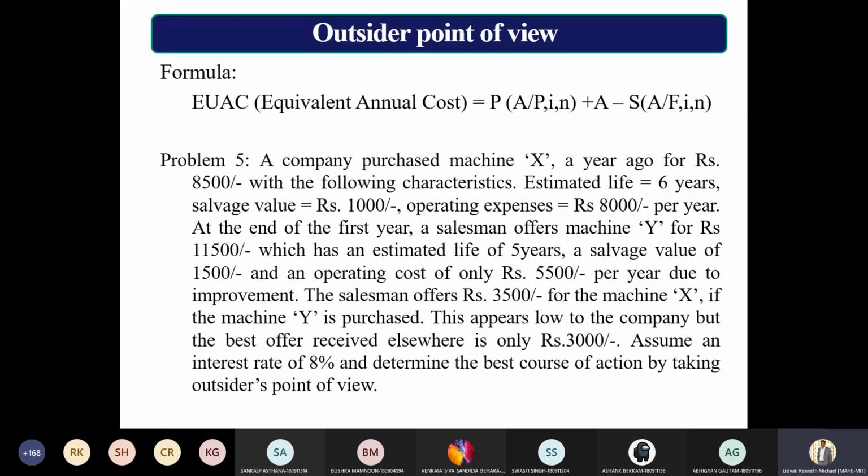See, the outsider is the one who's going to take a call. The outsider is the one who will be evaluating. So he will be in the buyer's seat, right? He will decide whether to go with the new machine or with the Defender machine. Now, if he wants to buy a new machine, he knows the cost of the new machine. That is 11,500. Straight away 11,500 is the cost, so he can pay it and buy it. Whereas if he wants to buy the Defender, what would be the cost he has to pay for it?